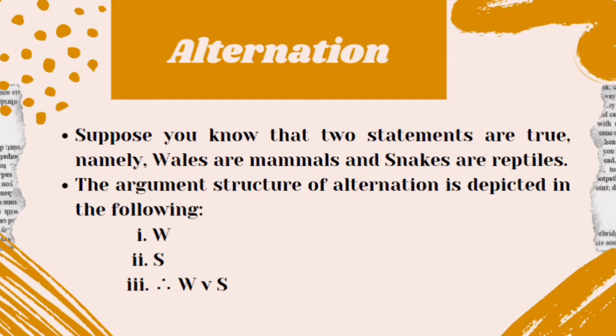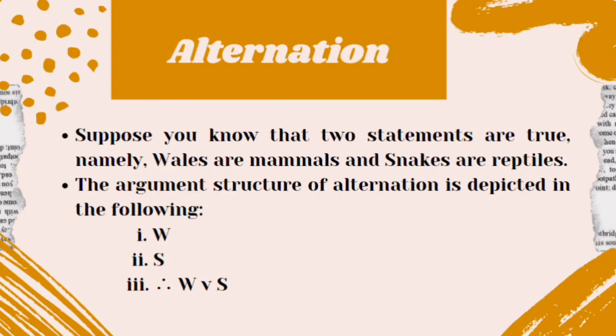Alternation. Suppose you know that two statements are true, namely, whales are mammals and snakes are reptiles. Then, from the two true statements, you can create an alternation. Either whales are mammals or snakes are reptiles. The argument structure of an alternation is depicted in the following. Premise 1. Whales are mammals. Premise 2. Snakes are reptiles. Conclusion. Therefore, either whales are mammals or snakes are reptiles.